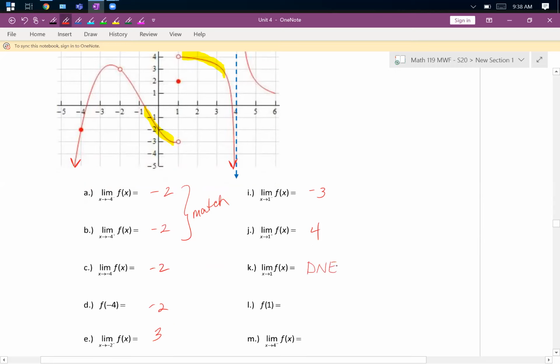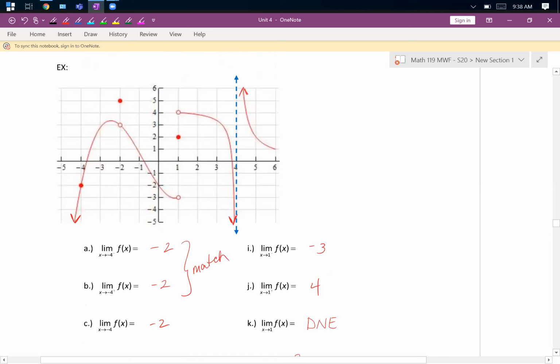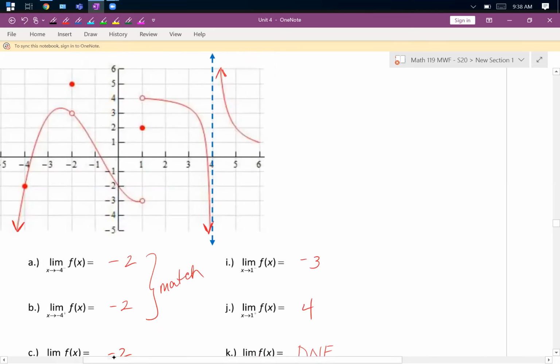The next one, that's when it's f of 1. That's 2. You got it. So the actual value of f at 1 is 2. All right, and then our last set, we're looking at 4. So we want the limit as x approaches 4 from the left side.